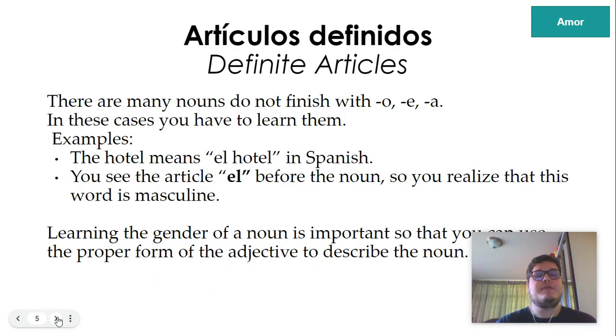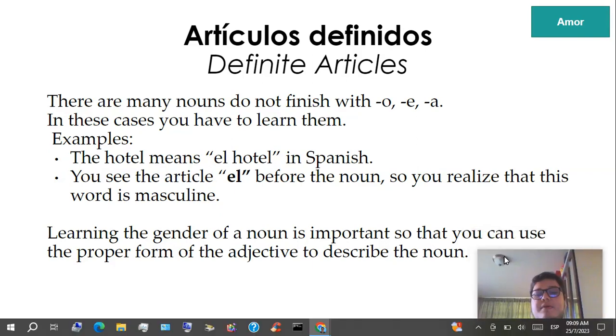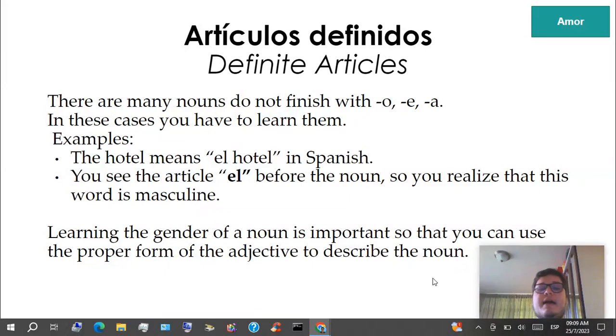Now we can continue with a short explanation: there are many nouns that don't finish with O, E, and A. In these cases, you have to learn them. So we have the word hotel. In Spanish, we say el hotel. Because we use the article el, we know that it is masculine, right? So you have to watch the article as well to know if the word is masculine or feminine.